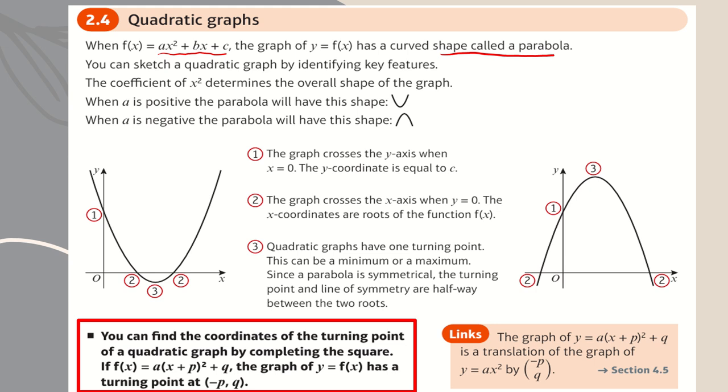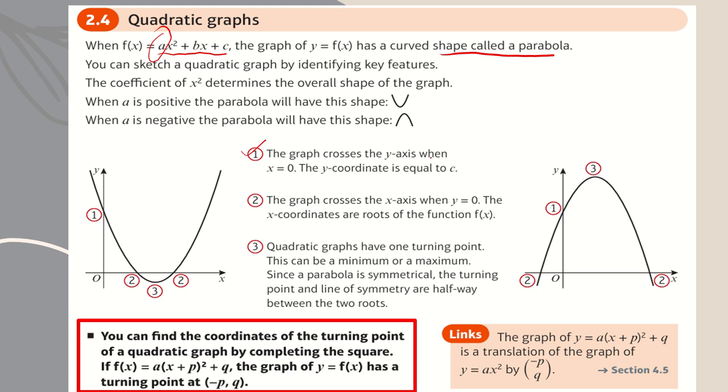I will not stress more on this, but I would like to remind you how the shape of a quadratic graph looks. If the coefficient a is positive, the parabola will have this shape, and if the coefficient a is negative, then the parabola will have this shape. It's a U shape when a is positive, and an upside-down U shape when a is negative. These are very important points.